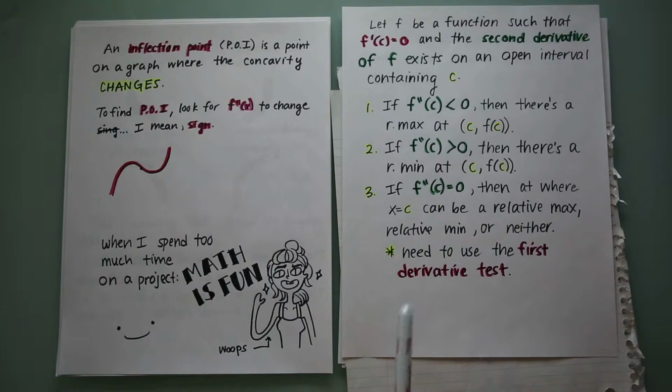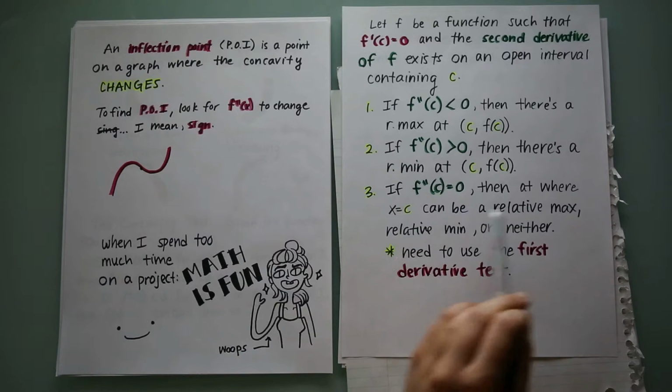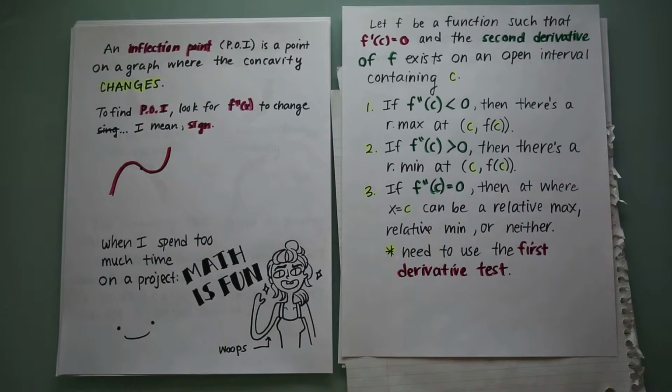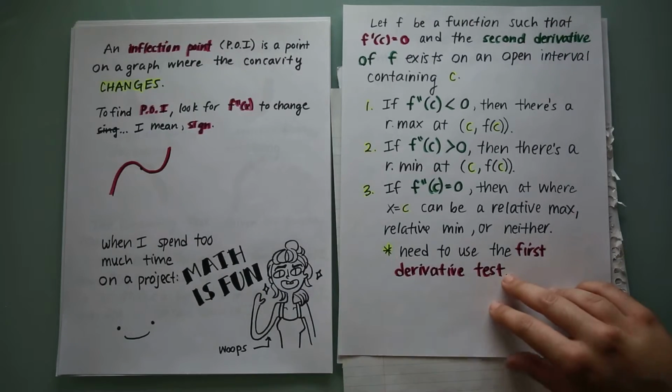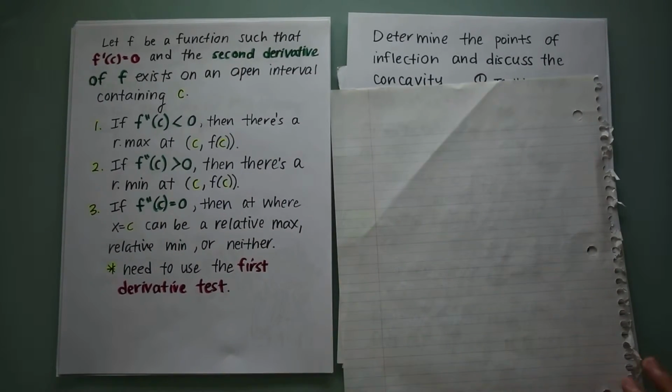And if it were equal to 0, then at x equals c there can be a relative max, relative min, or neither. Which of these three the graph has at x equals c is something we cannot find with the second derivative, so we must seek help by using the first derivative test instead. So, let's apply all this new knowledge to answering some practice problems now, shall we?